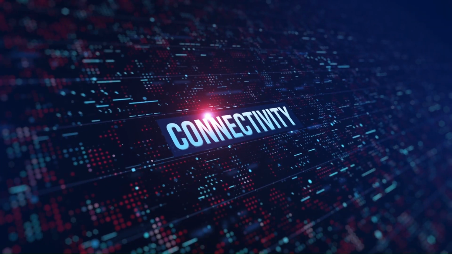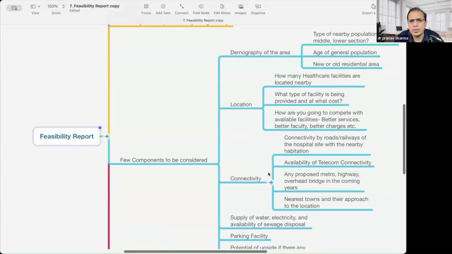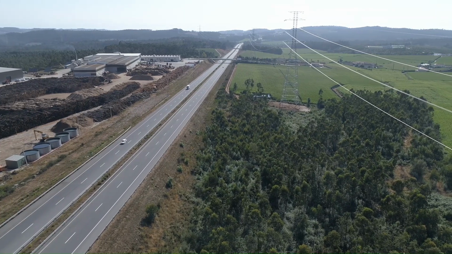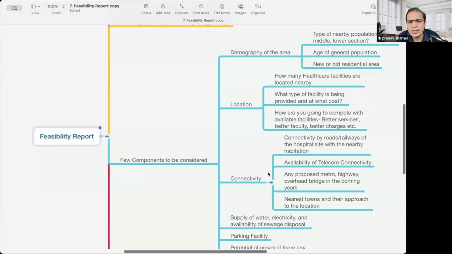Then comes the connectivity. It depends on whether there is a connection with the road or railways, whether some main road is there, metro is coming nearby, whether there is availability of telecom connectivity, any proposed metro or highway or overhead coming in a short time, and whether nearby towns and suburbs are there. You have to understand the location for that and the population that will be coming from that area.